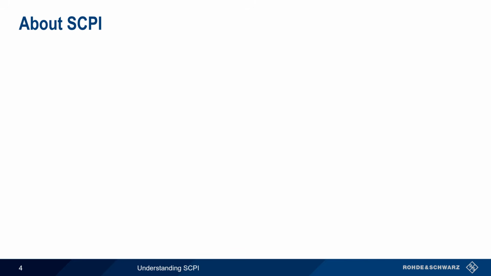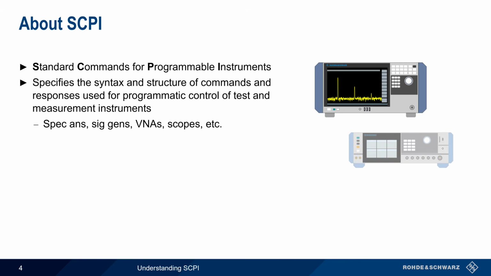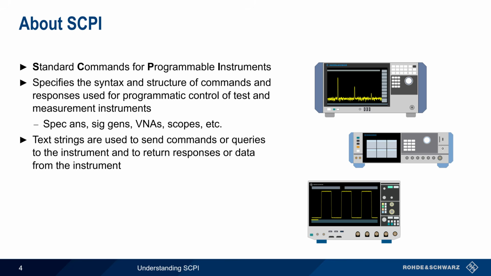The most common way of implementing remote control or automation is SCPI, which stands for Standard Commands for Programmable Instruments. SCPI specifies both the syntax and the structure of commands and responses used for programmatic control of test and measurement instruments, such as spectrum analyzers, signal generators, network analyzers, oscilloscopes, etc. SCPI specifies the use of ASCII, or plain text strings, that are used to configure, control, and query instruments.